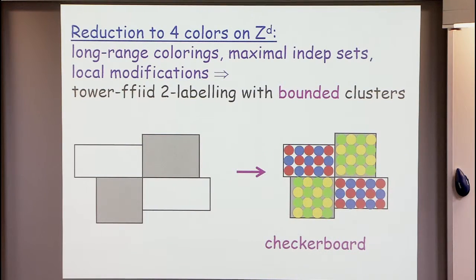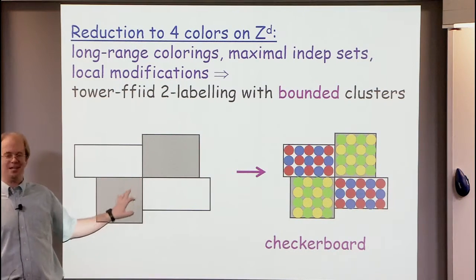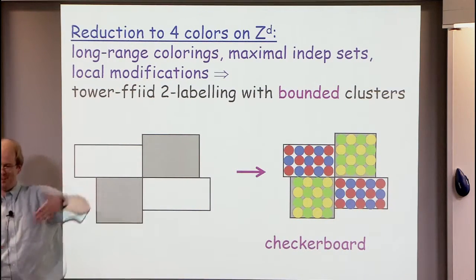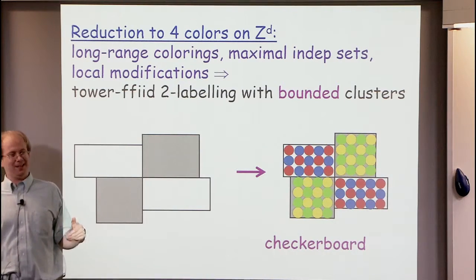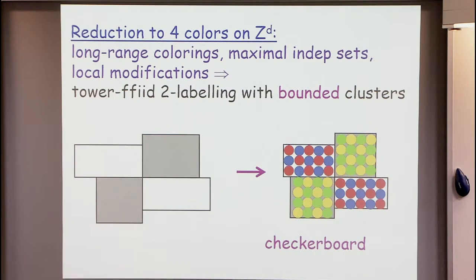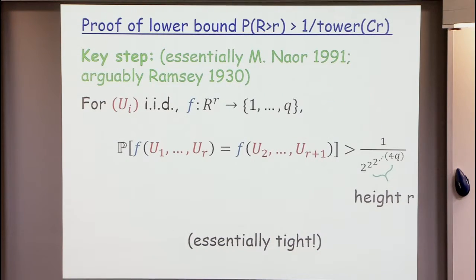And then you checkerboard the clusters, just like I did at the beginning. And somehow it's very complicated, but it all comes down to the fact that in Z^d you can have 2 regions meeting at a corner without actually touching each other. That's somehow what it all comes down to. Okay, what about the lower bound?